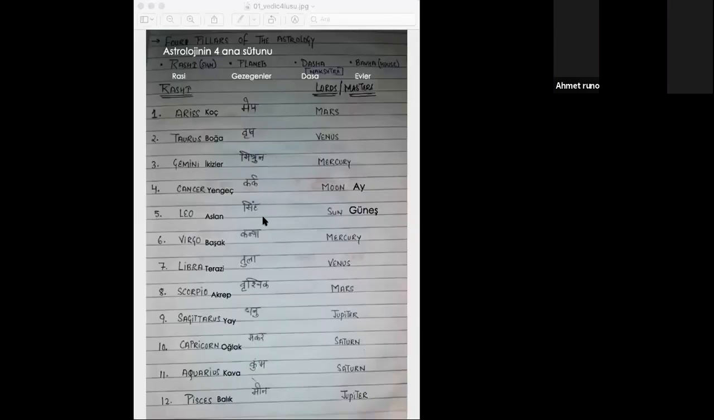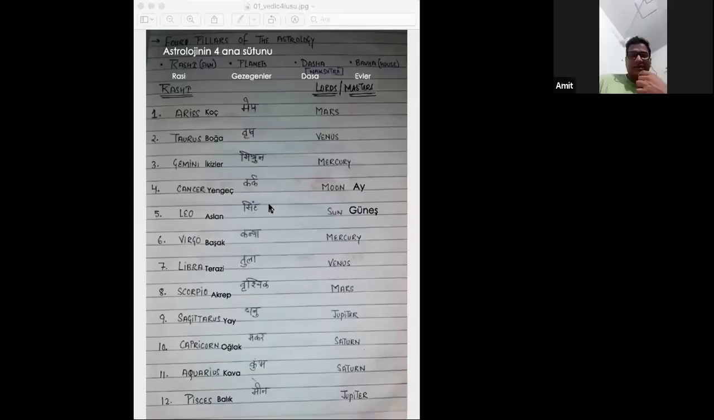So there are four pillars of astrology. First is Rasi, that is sign; examples of signs are Aries, Taurus, and so on. The second is planet, and the planets are also written here. Rahu and Ketu do not have any physical significance, they are shadow planets. The third one is Dasha.